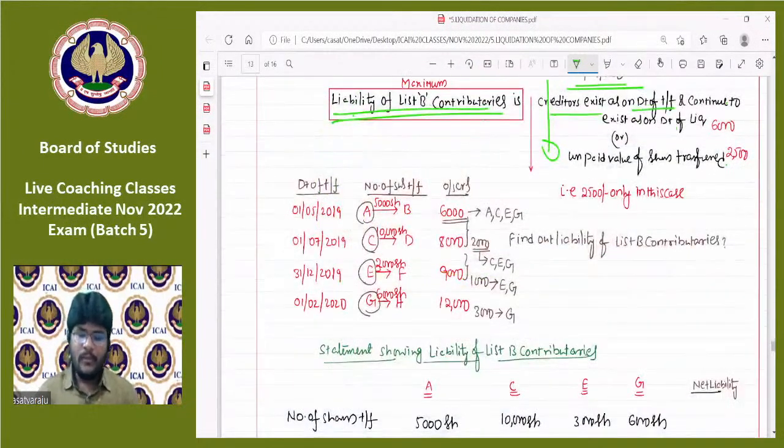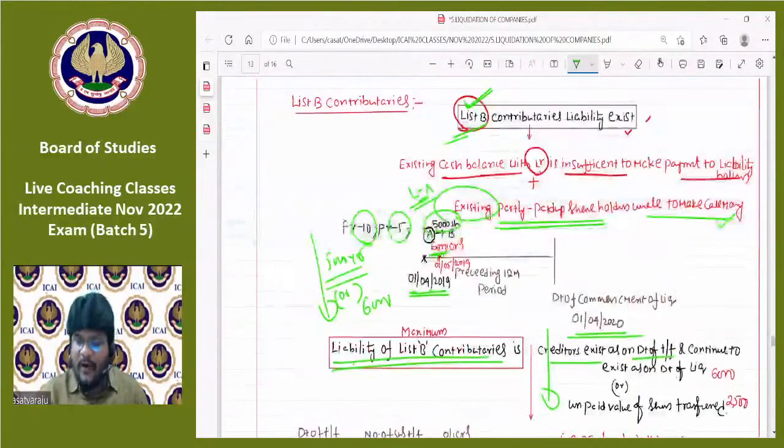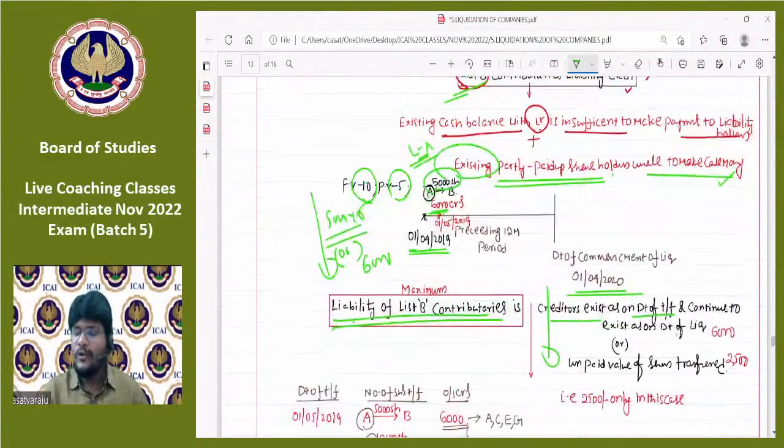Okay, fine. Sir, the same concept we can explain through a small example, guys, or directly I will take a problem, not example. If one list B contributory is there, just now you told how to calculate the liability of list B contributories. If more than one list B contributory is there, then how do we need to calculate the liability, sir? Again, I'm repeating, if one list B contributory is there, simply we can check how much outstanding balance of creditors exists and how much unpaid value of equity shares there is, whichever is lower, you can take it as a list B contributory liability.